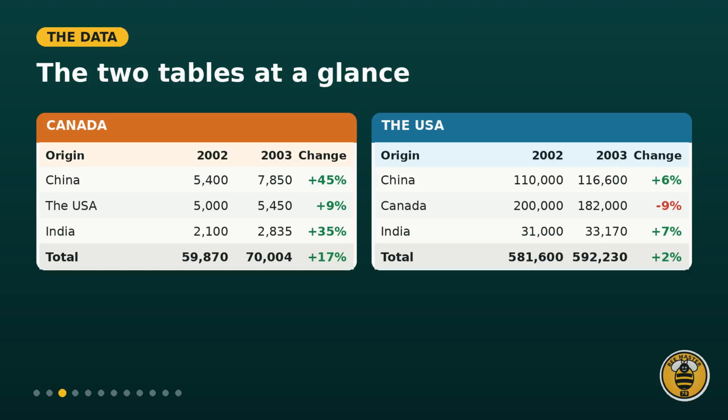Let's read the data. For Canada, Chinese students rose from 5,400 to 7,850, up 45%, and the total climbed 17%. For the United States, the numbers are on a completely different scale, a total of over 580,000, but the total grew just 2%, and students from Canada actually fell by 9%.